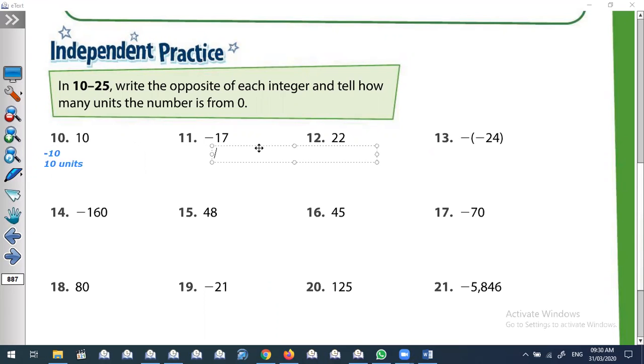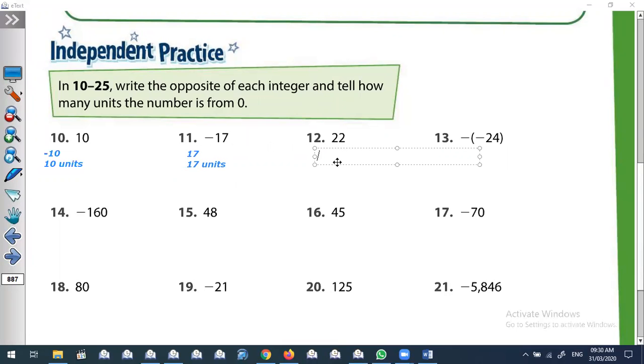The next one. What is the opposite of negative 17? Yes, 17. And what is the distance from negative 17 to 0? It's 17 units. There is no negative distance, okay? You have to pay attention.